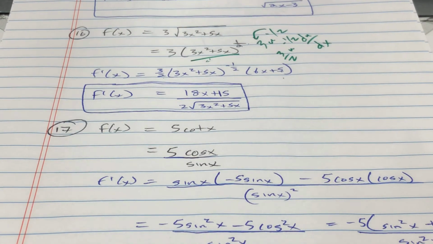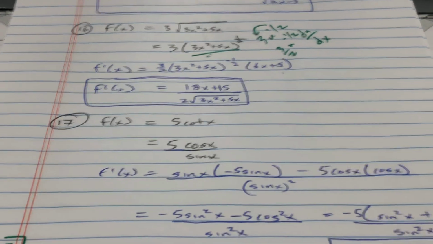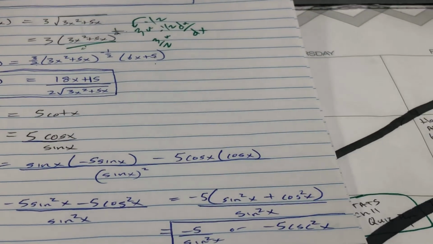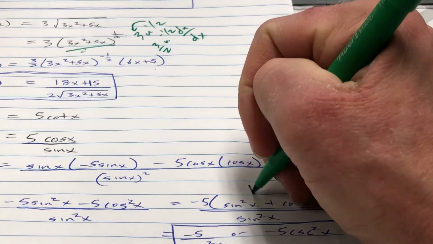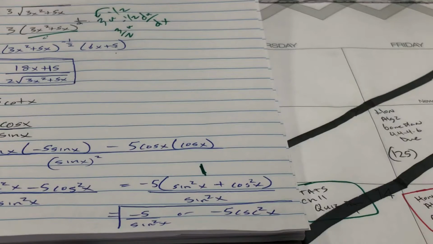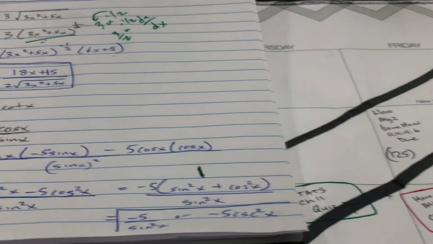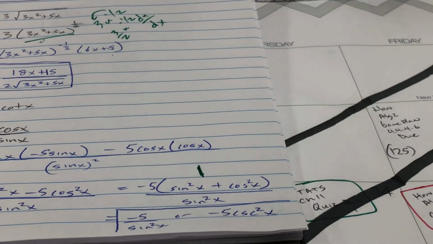Negative 5 sine squared x minus 5 cosine squared x. Factor out the negative 5 they have in common. And look at that. You got sine squared x plus cosine squared x again. Negative 5 times 1 is a negative 5 over sine squared, which is also negative 5 cosecant squared x. All right.